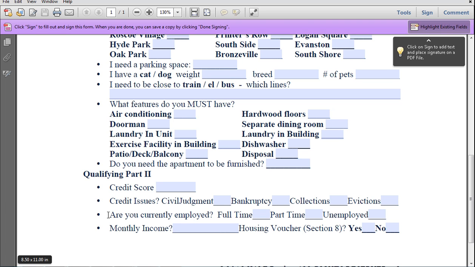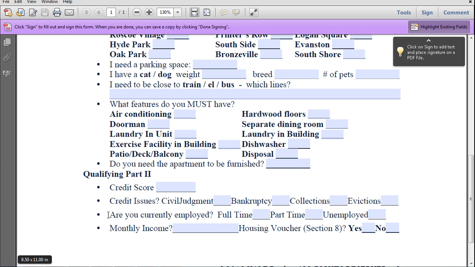Are they currently employed? Right, you need to know that. And what's their approximate monthly income? What you may want to say before you start this qualifying Part 2 process is, just so that you know, Mr. or Mrs. Prospect, all of the information you provide to me is 100% private and secure and will not leave this conversation. It's just important that I know it so that I don't show you a property that wouldn't meet these qualifications. I don't want to waste your time.